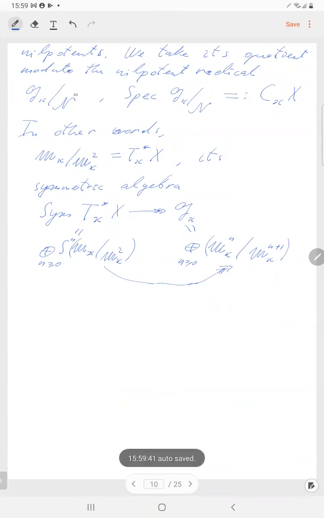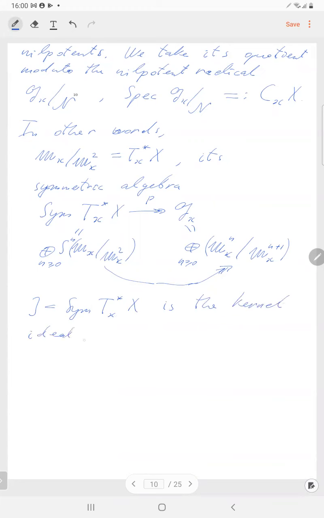So maybe let's define J as the kernel of this map. J inside the symmetric algebra is the kernel ideal. And now, by definition, the tangent cone is defined by the homogeneous ideal, the radical of J.